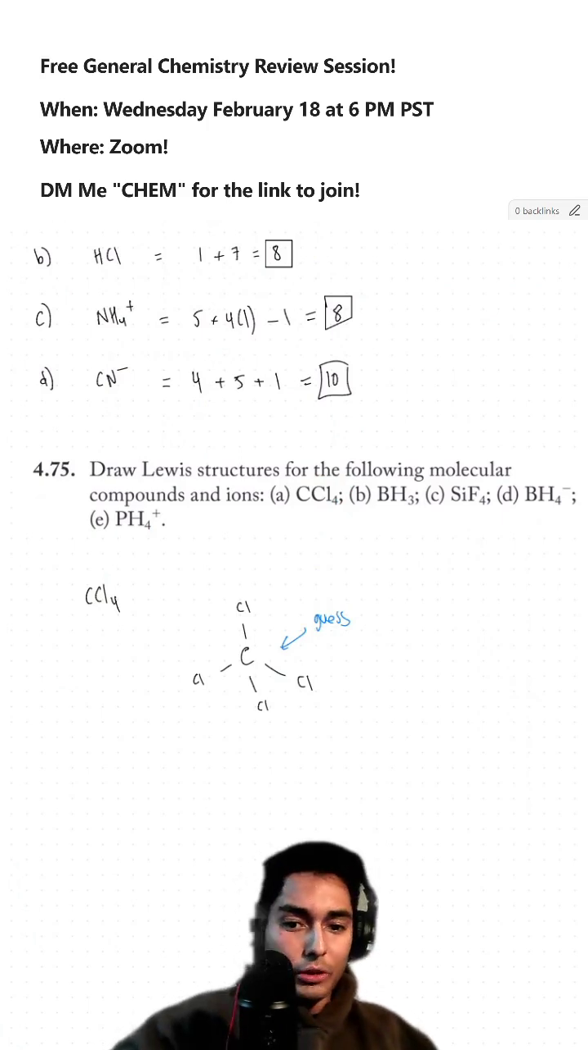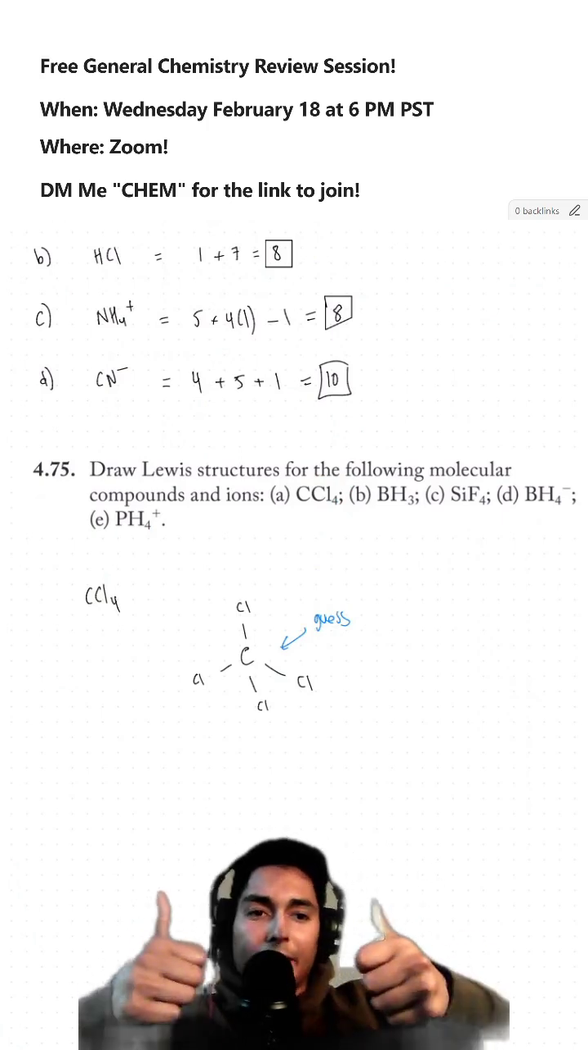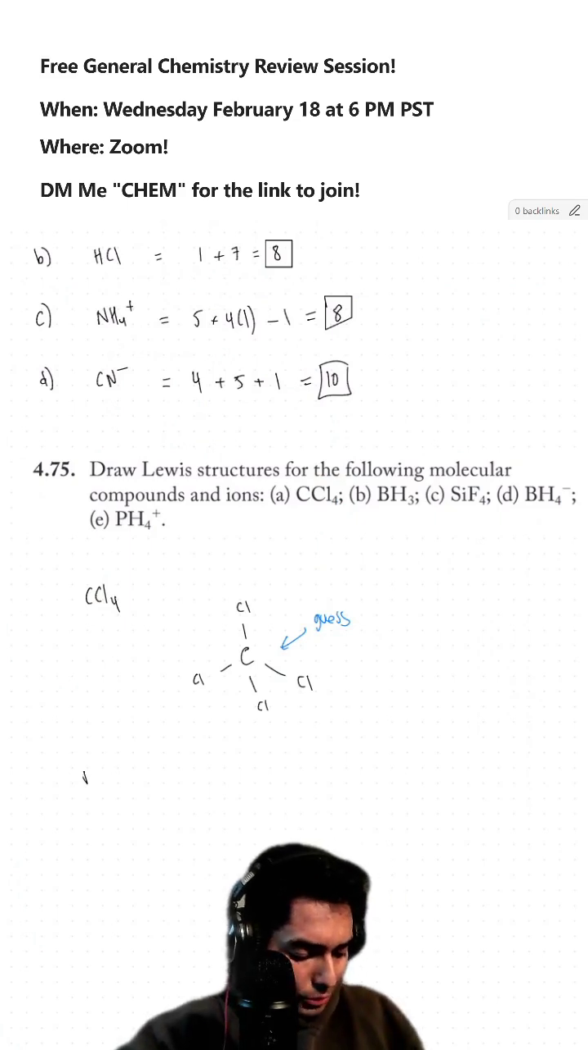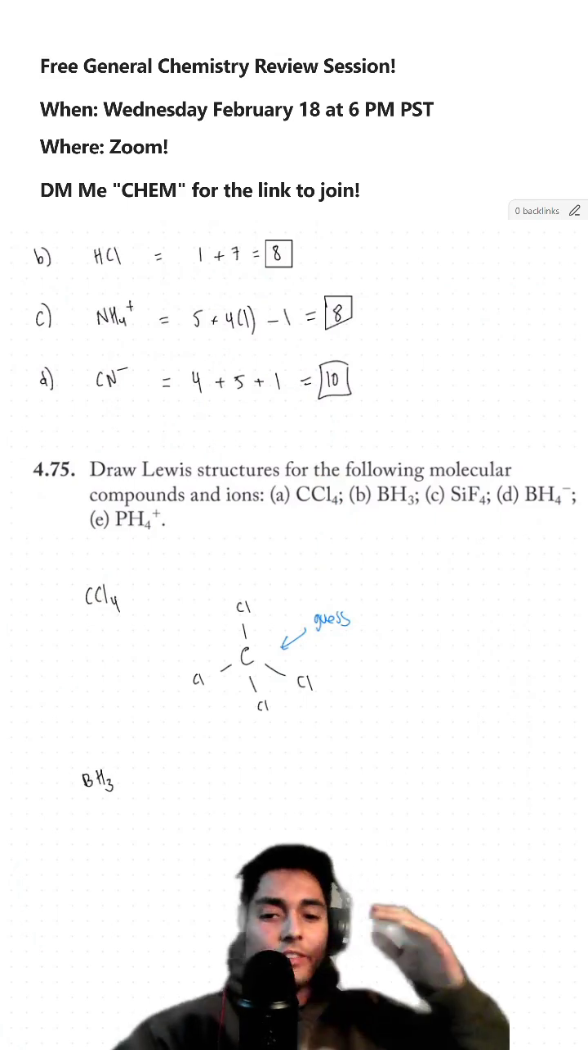Cool. So let me know if that's making sense, guys. Drop a thumbs up if you're understanding CCl4 right now. CCl4 is a tetrahedral compound. Let's try the next one, BH3. Same exact thing here. I'm going to guess the center atom.